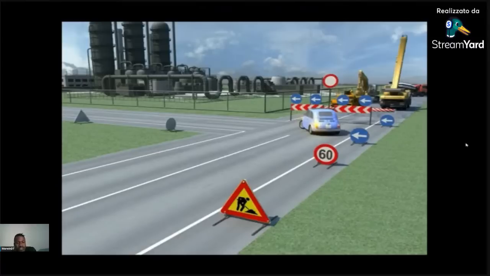Okay. So the white and red is just temporary. Very good. Let's move forward.